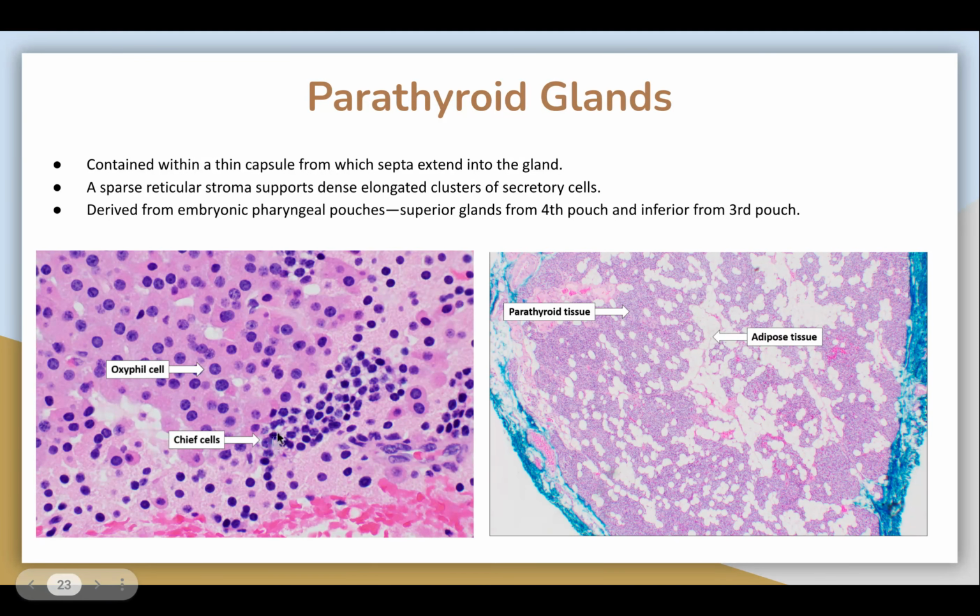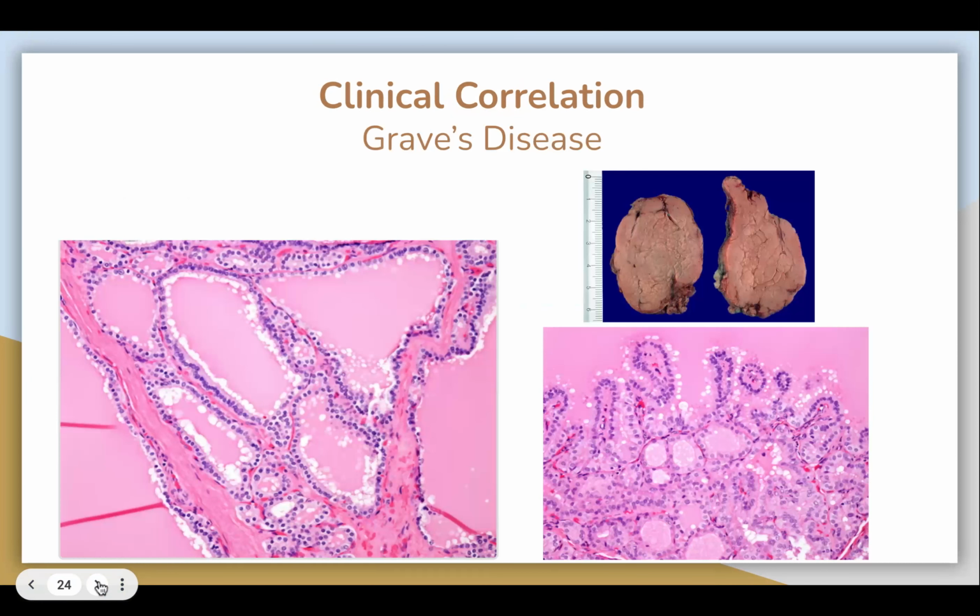So you have these chief cells that produce parathyroid hormone, and we also have fatty adipose tissue there. Okay. So as we wind down, thankfully, we try to correlate our basic sciences with our clinical sciences.